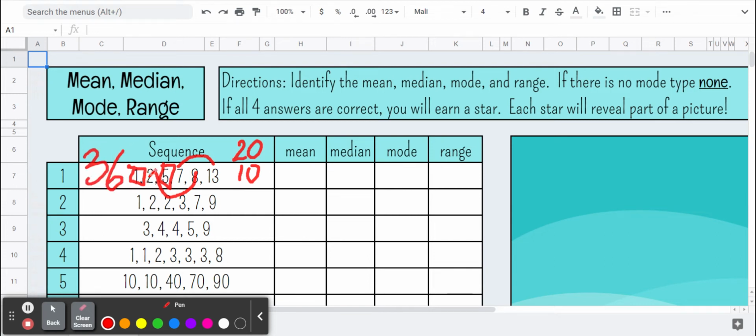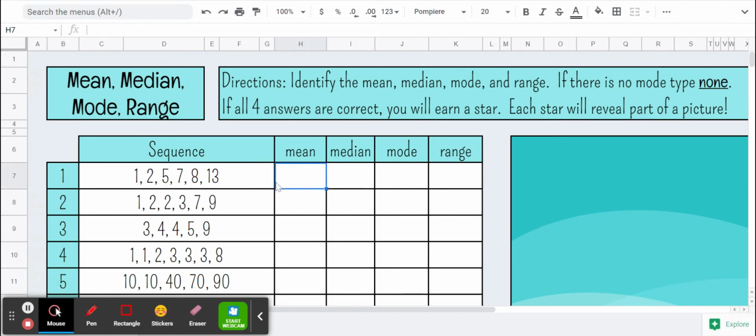I have 1, 2, 3, 4, 5, 6 numbers that I added together. So I'm going to divide 36 by 6. You can use a calculator for that if you want to. When you put that into the calculator, you will get 6. So the mean is 6.